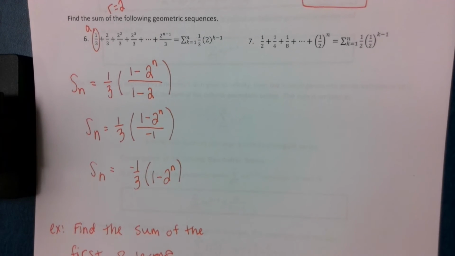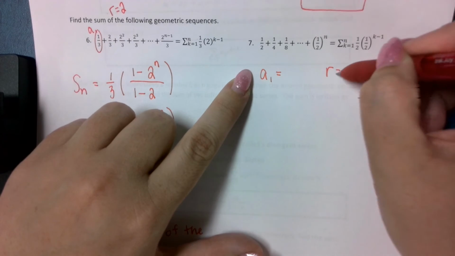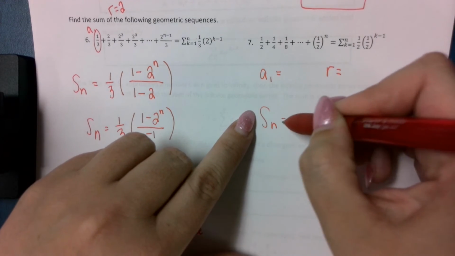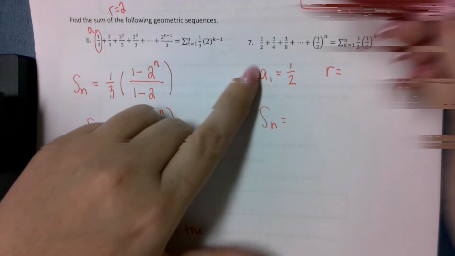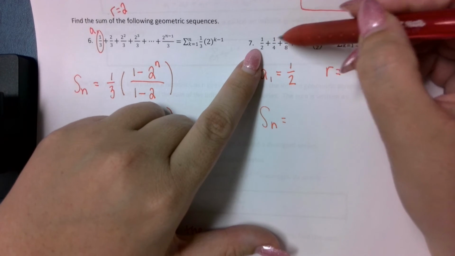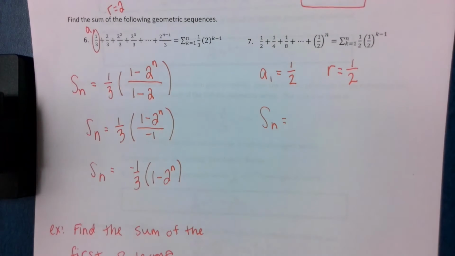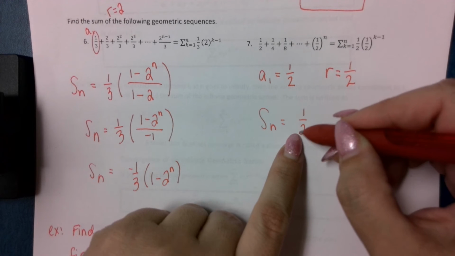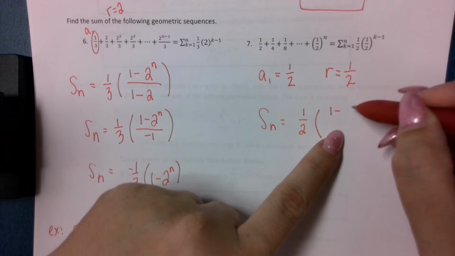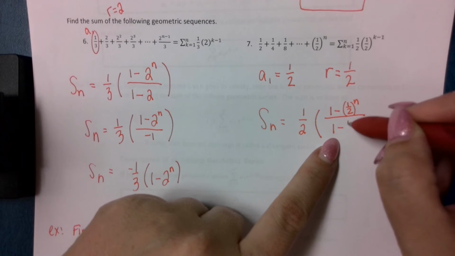Okay, now number 7, same thing. We're going to have to figure out what is a sub 1, what is r, and then we're going to use our sum formula. So a sub 1 is a half. To go from here to here, here to here, I would be multiplying by a half each time. So our r is also a half. So to find our sum, we do a sub 1 times 1 minus r to the n over 1 minus r.